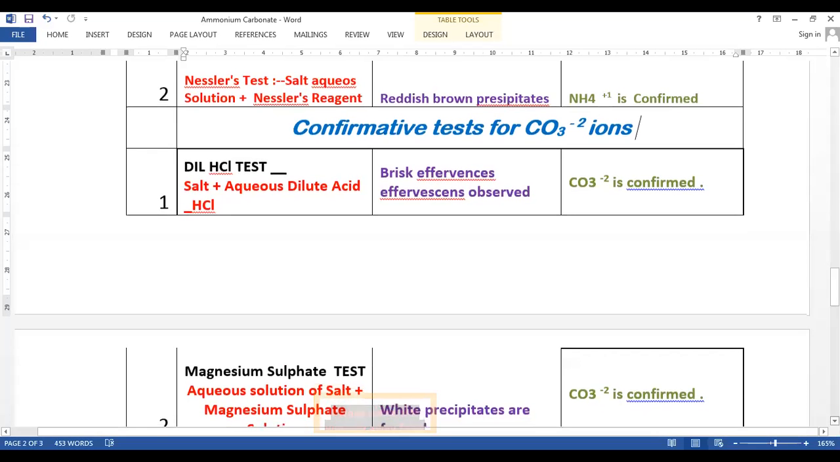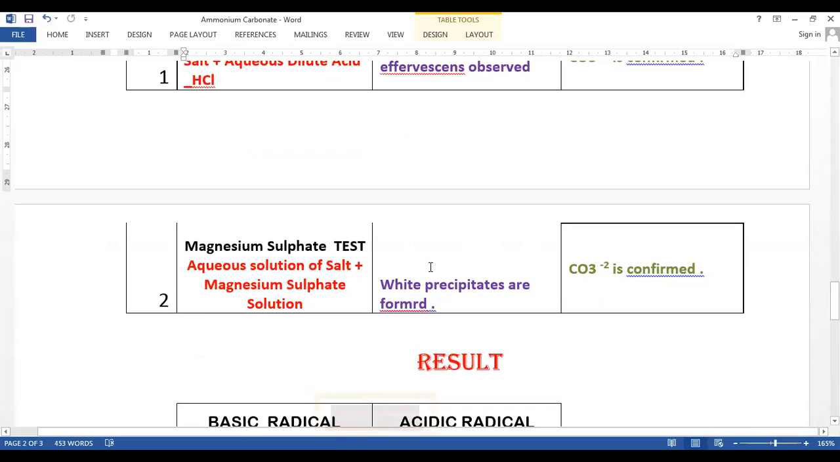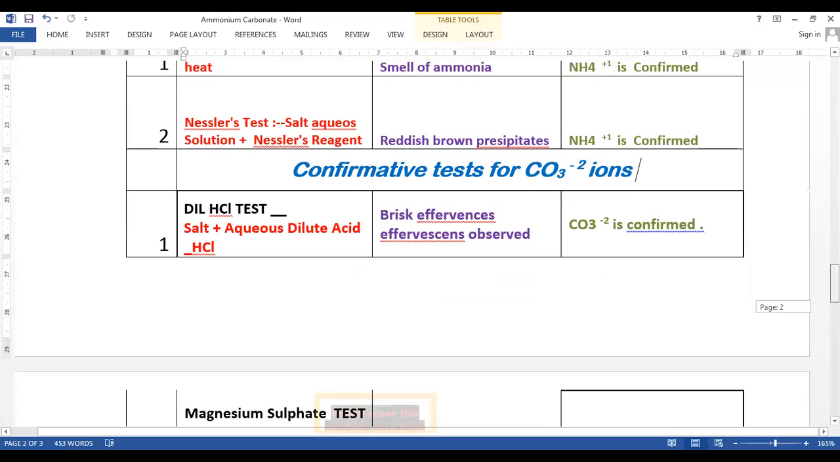No idea? Look at this. We have the magnesium sulfate test. Can all of you see the screen, magnesium sulfate test? Yes, sir. You can see that in the magnesium sulfate test, we take the aqueous solution of salt and then add magnesium sulfate solution. What do we get? What have you seen? White precipitates. White precipitates are formed, and that confirms the presence of CO3 minus 2.